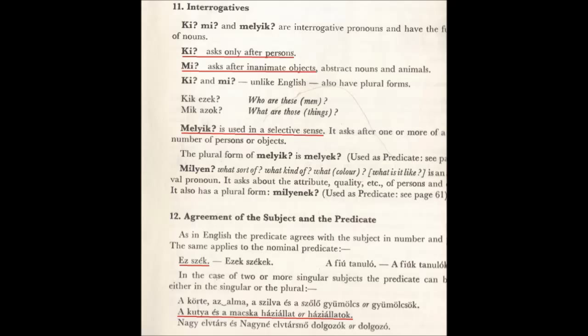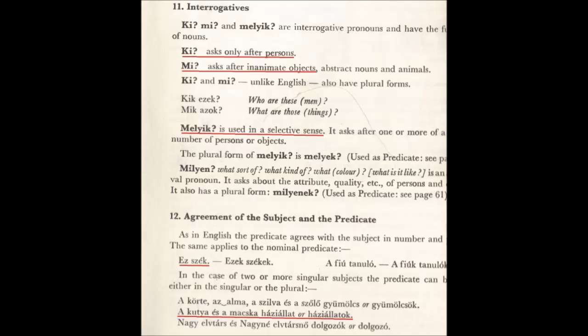Ki is who. Mi is what. For those who know the Finnish language, what is mitä in Finnish, in Hungarian they say mi. For the record, kuka is who in Finnish and ki in Hungarian. Kik ezek, who are these? Milyen, what sort of?